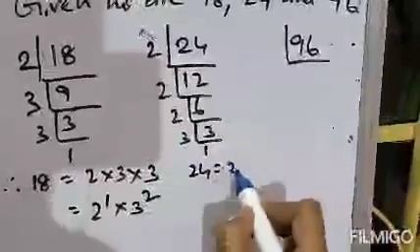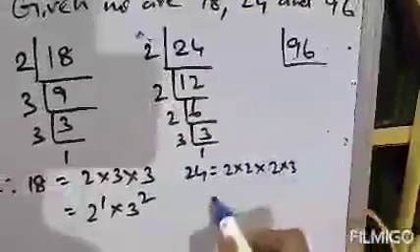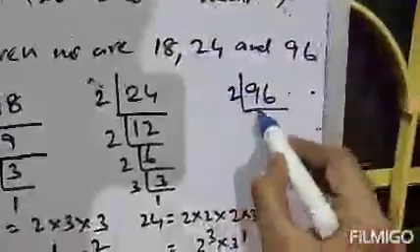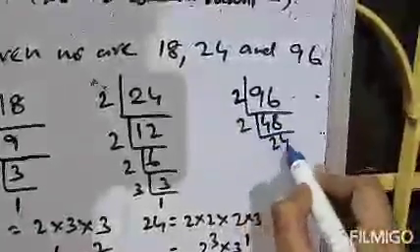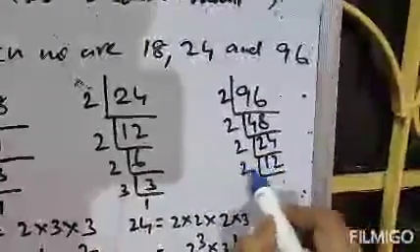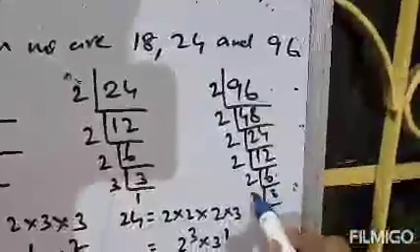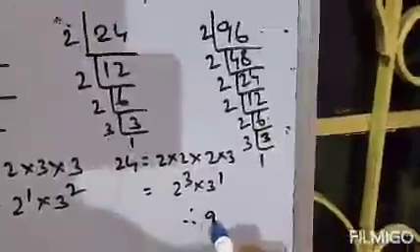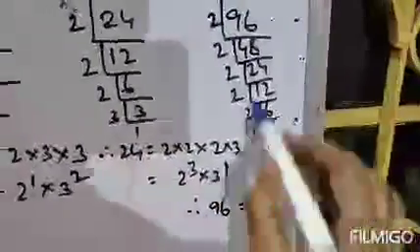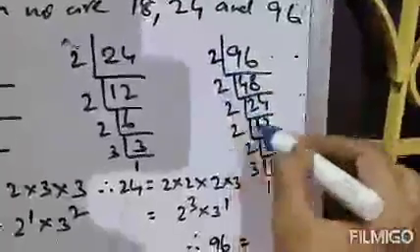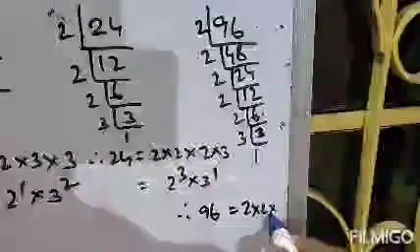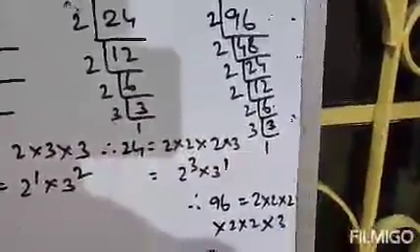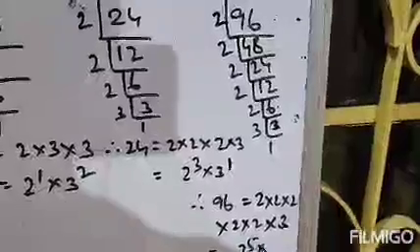Next, 2 12s are 24, 2 6s are 12, 2 3s are 6, 3 1s are 3. So 24 equals 2 into 2 into 2 into 3. Therefore 2 to the power 3 into 3 to the power 1. Next, 96: 2 48s are 96, 24, 12, 6, 3, 1. So 96 equals, how many 2s? 1, 2, 3, 4, 5. There are 5 2s and 1 3. Therefore this is 2 to the power 5 into 3 to the power 1.